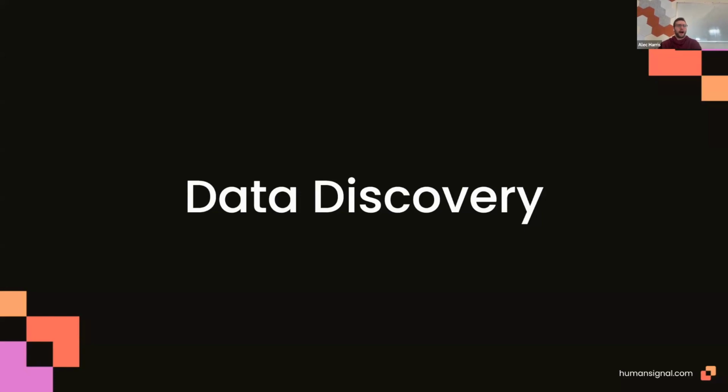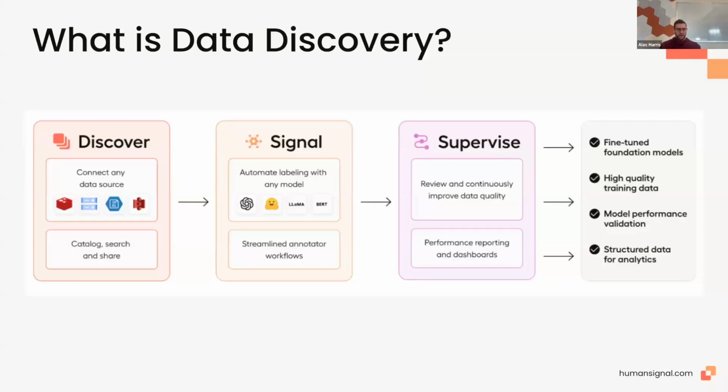When we think about our platform in general, we think about it in three main pillars. We have the discovery pillar, the signal pillar, and the supervise pillar. Generally speaking, we've been most focused on the signal pillar. This is where your core labeling happens. But we think of this flow more holistically. What we're going to be talking about today is really one of our first forays into this first pillar, where we're expanding the workflow a little bit. So data discovery, aptly named, is this discover pillar.